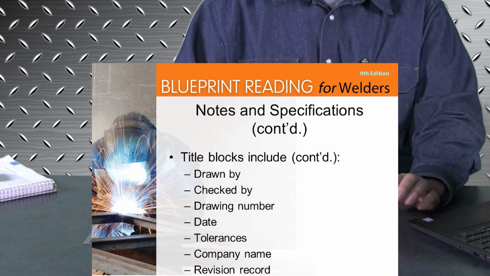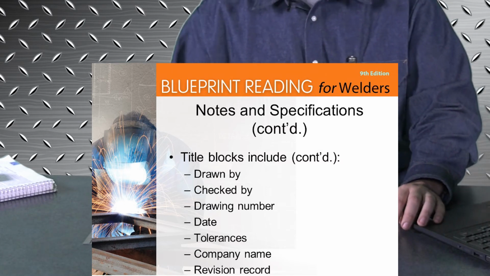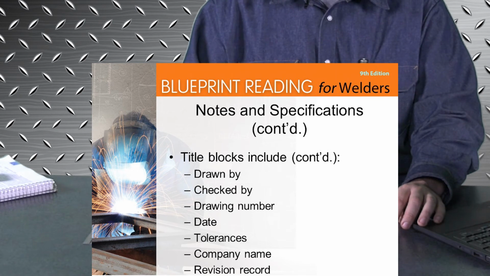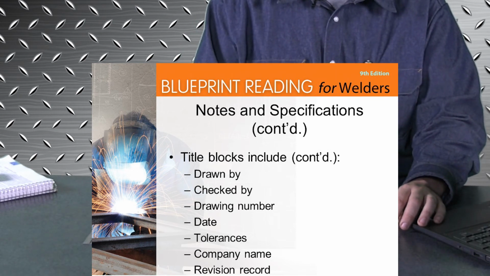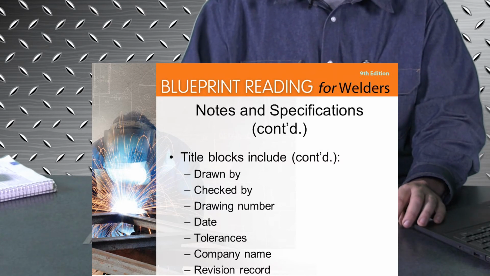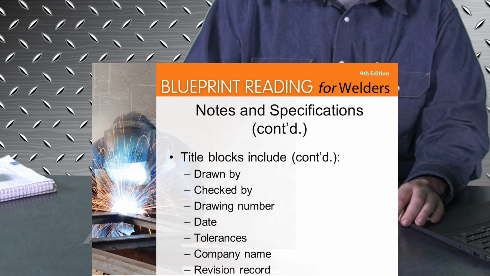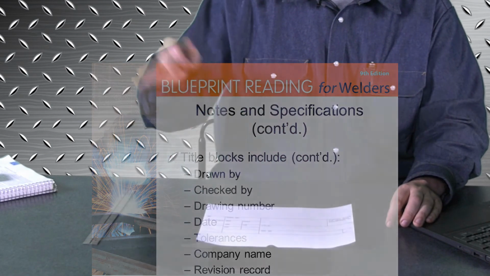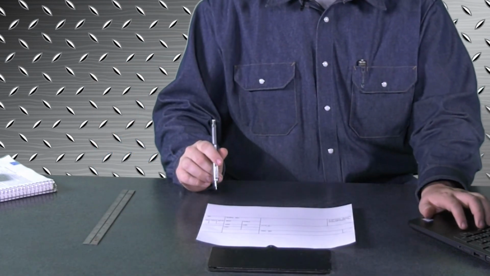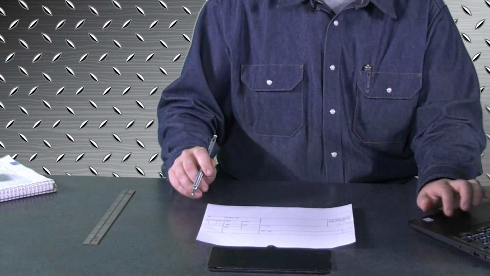Tolerances. The tolerances will let you know how large or how small you can go whenever you're working with this. If you can be an 1/8 inch oversized or an 1/8 inch undersize, you'll be able to know in the tolerances. Company name and revision record. So it's that revision record that I was talking about there, whether it's revision A, B, C, D, or whether they used revisions 1, 2, 3, 4, 5, 6 to infinitum. So reference your drawing number or revision number and the name of the print.